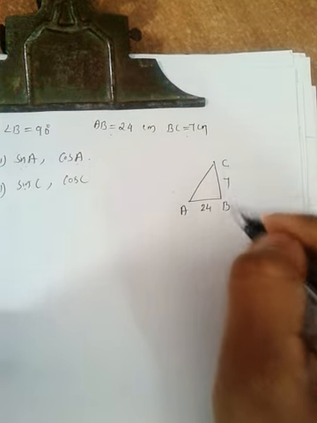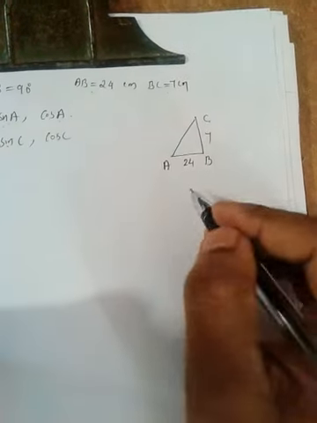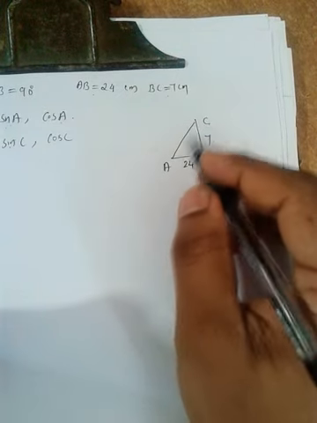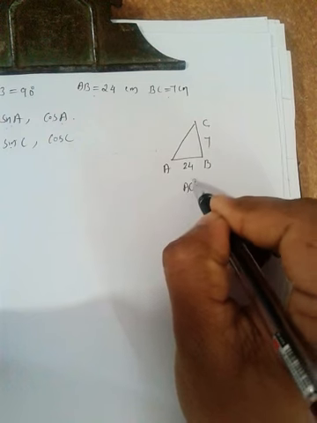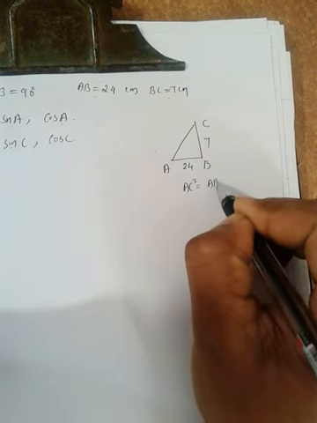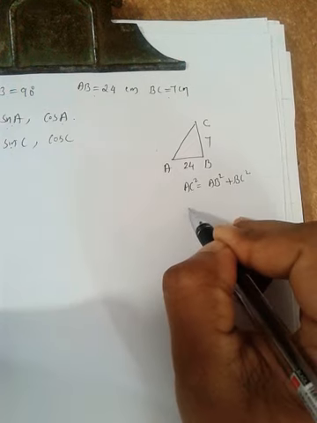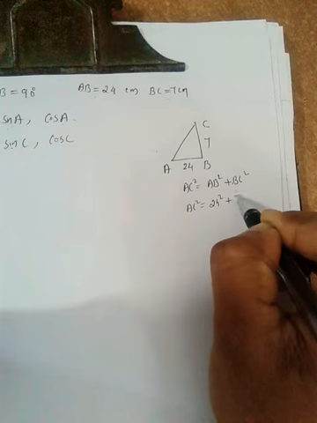Okay, two sides are already given, so we are supposed to calculate the remaining side also, isn't it? So how can you calculate the remaining side? Yes, pause the video and calculate yourself. Yes, we can use Pythagoras theorem. Pythagoras theorem says that hypotenuse square is equal to base square plus height square. That means hypotenuse square is equal to AB square plus BC square. So it becomes hypotenuse square is equal to AB square, means 24 square plus 7 square.